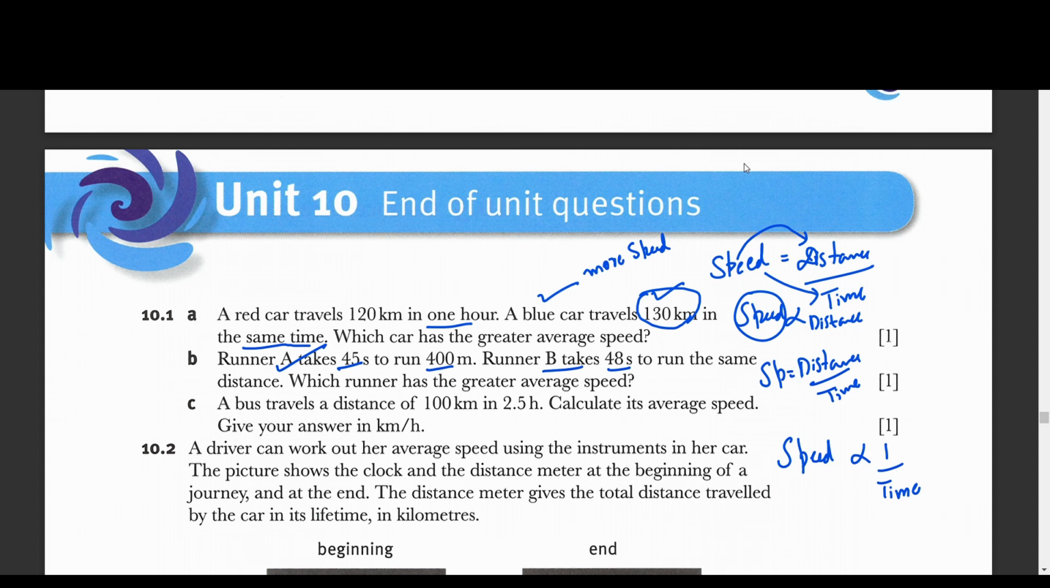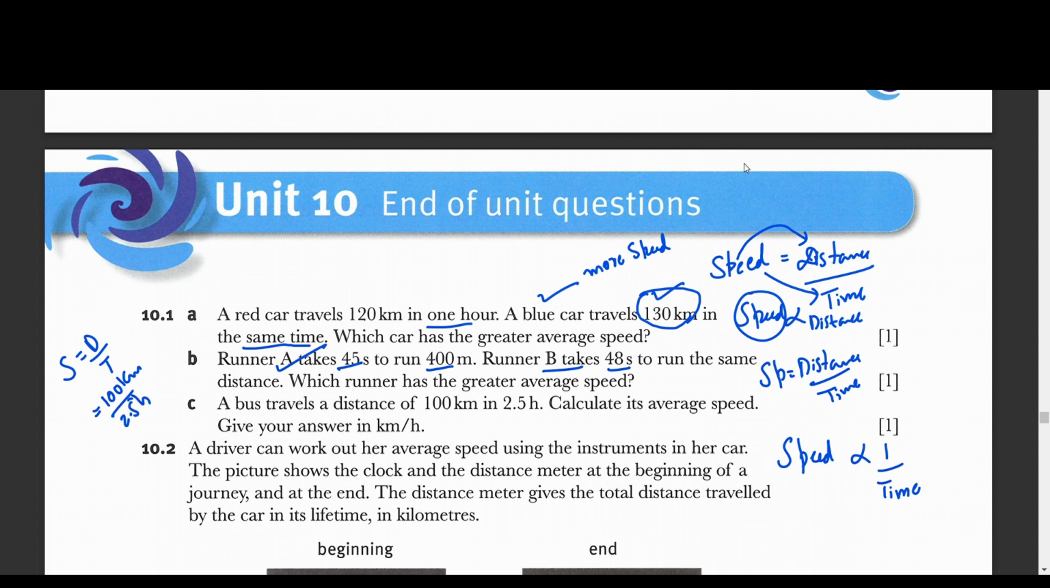10.1c. A bus travels a distance of 100 kilometer in 2.5 hour. Calculate its average speed. Give your answer in kilometer per hour. Okay, let me do it here. So speed is distance upon time. Distance is 100 kilometer. Time is 2.5 hours.